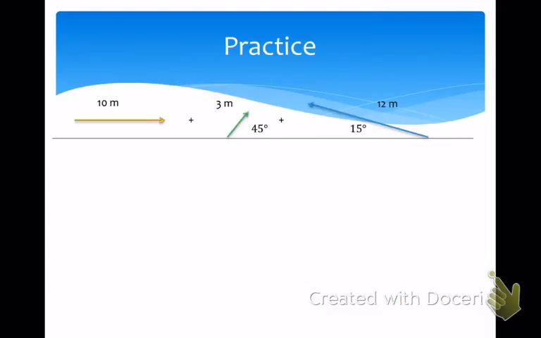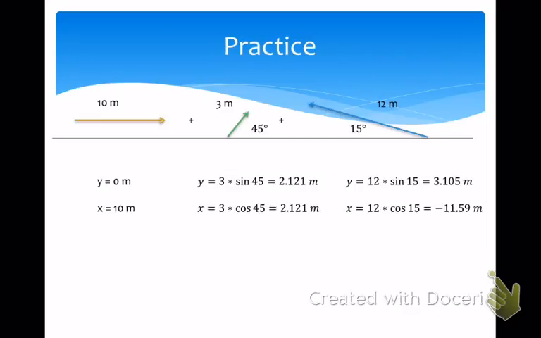So, another quick practice problem. Again, you can pause this and work through this. You've got a 10-meter vector, a 3-meter vector, and a 12-meter vector, and they're all at different angles. So see if you can work through this, and then I'll show you how I went through and solved it. Okay, here we go. So, first step, find your components.